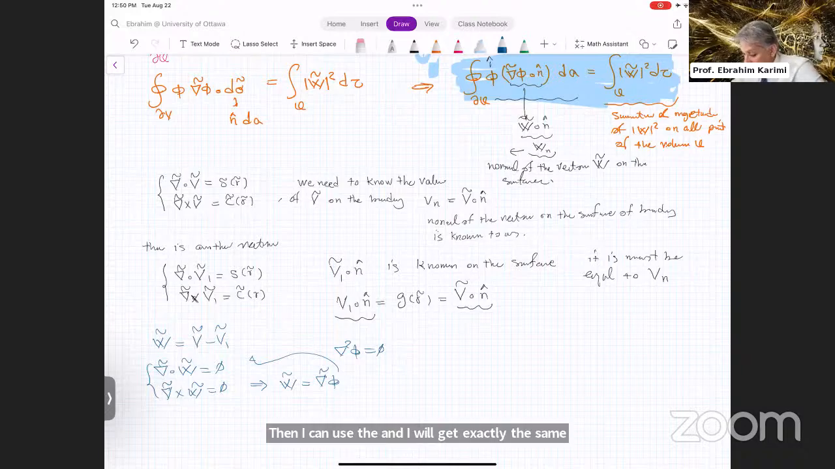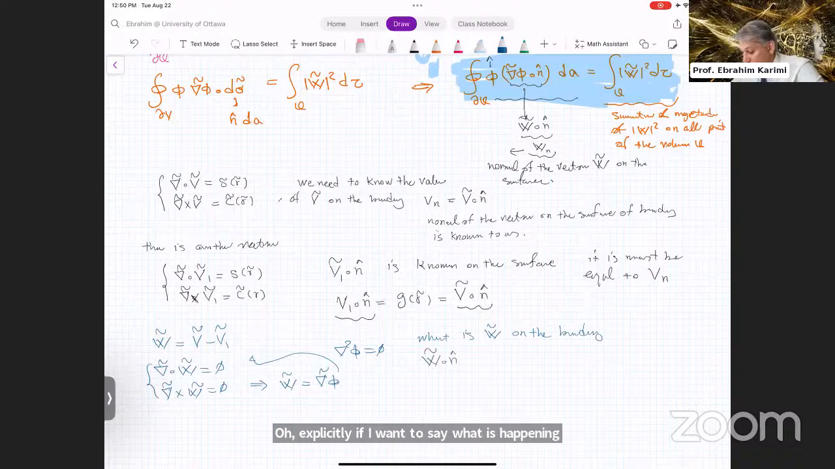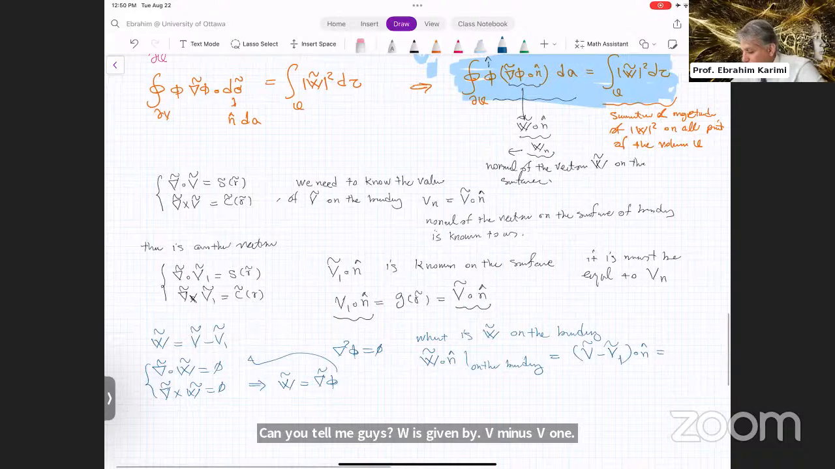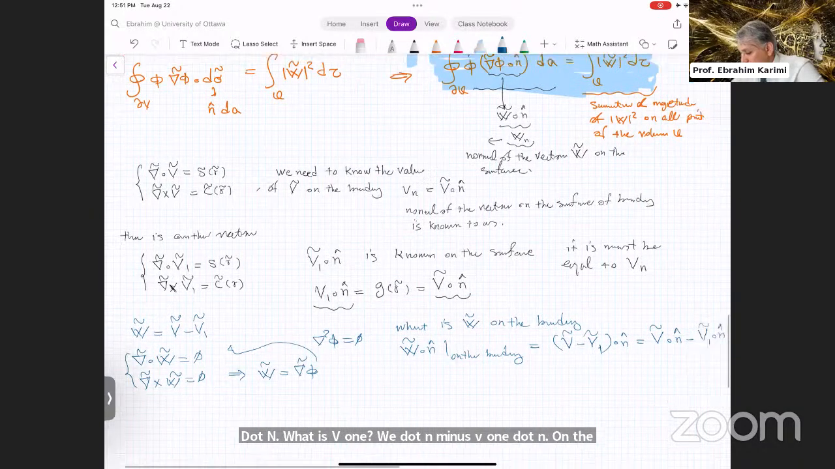But in addition, what is happening? What is W on the boundary? Or explicitly, if I want to say, what is happening with W dot n on the surface, on the boundary? Can you tell me, guys? W is given by V minus V1 dot n. What is V dot n minus V1 dot n on the surface? It is exactly equal to 0.